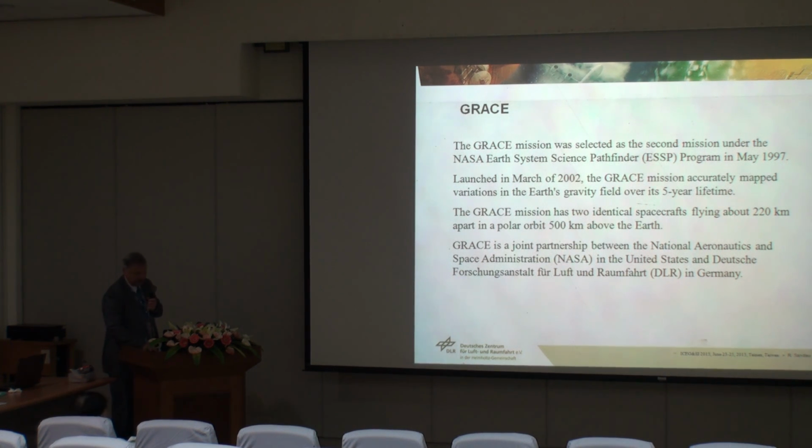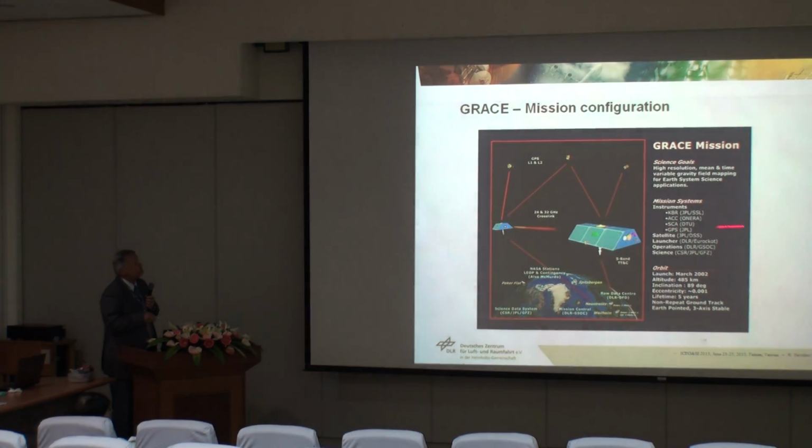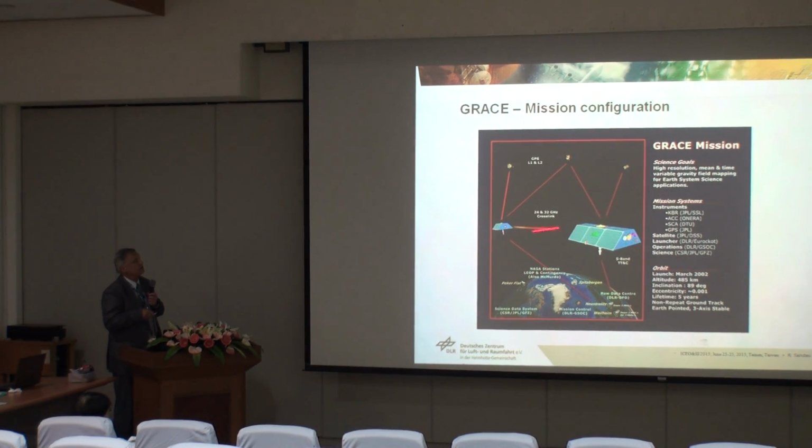The space segment has two identical spacecraft, and the original measurements are done using the intersatellite distance measurement combined with GPS and accelerometer measurements. Here you can see the work share for the mission from different partners, and the orbit.